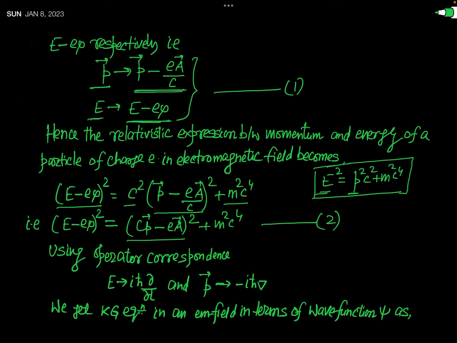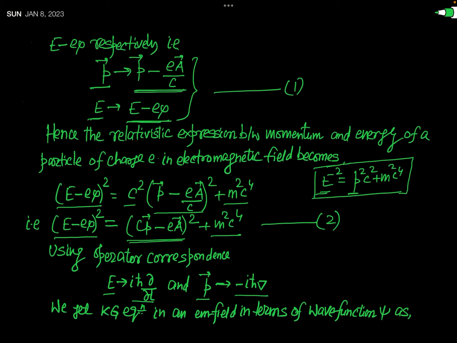So our result is (E − eφ)² = (cp − eA)² + m²c⁴. Now we will write this expression in operator form. As you know very well in quantum mechanics, the energy operator is just iħ ∂/∂t, and the momentum operator is −iħ∇. Del means gradient.